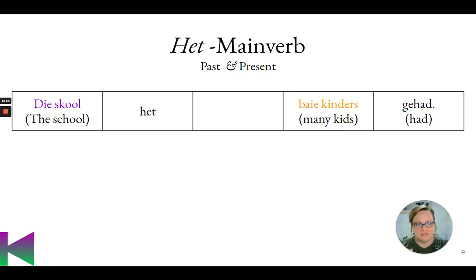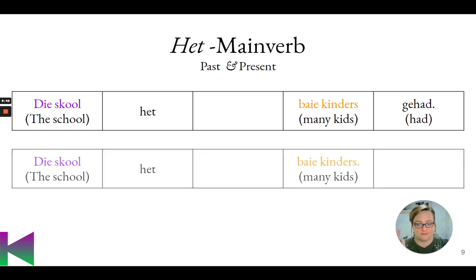Okay, het and gehad. Gehad is the past tense of het. So you know that gehad changes to het, goes into the verb one space. The ge verb falls away and you keep the sequence. Die skool het baie kinders. Okay, remember this het, the translation is having something. Die skool het baie kinders. Have many kids. Past tense, het gehad.